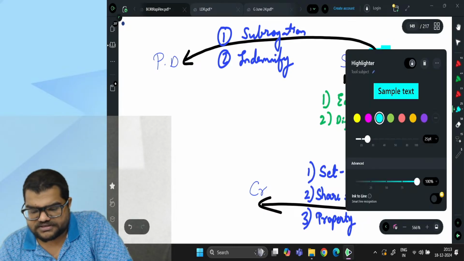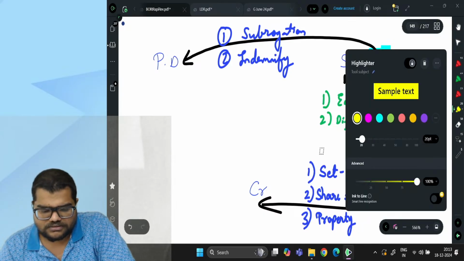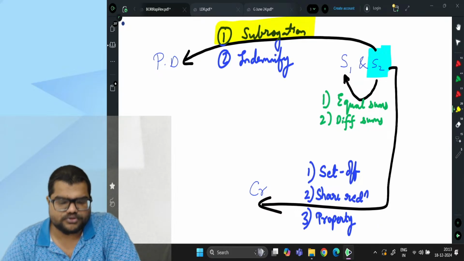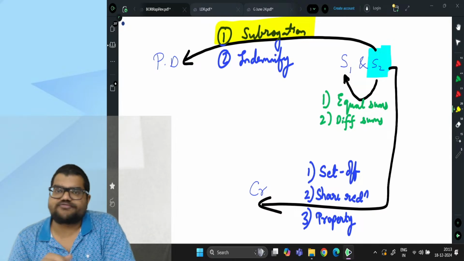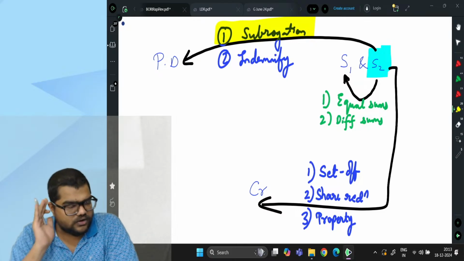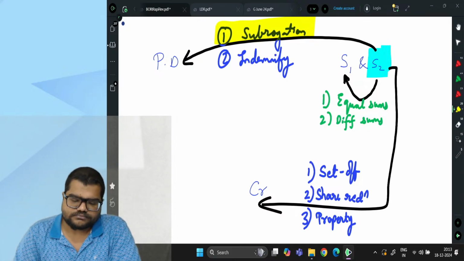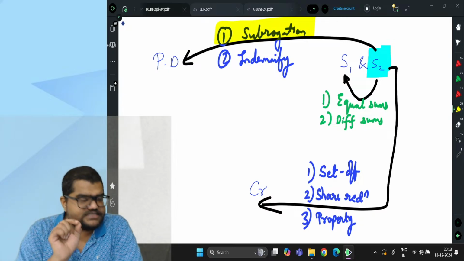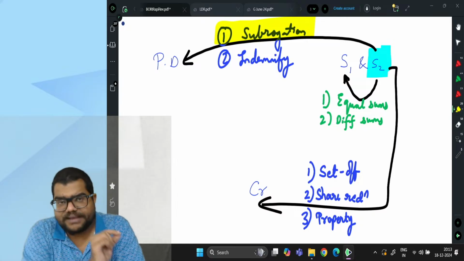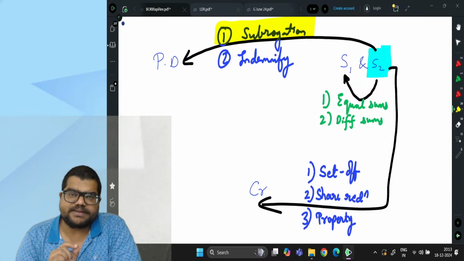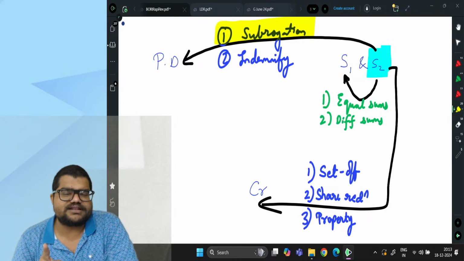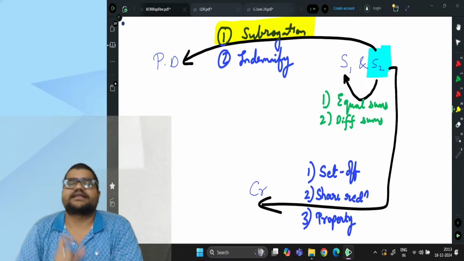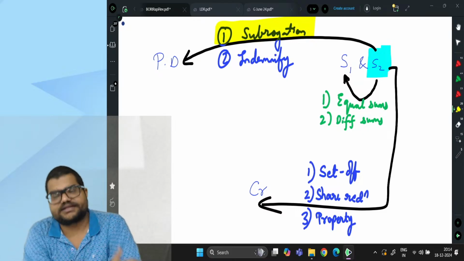The first one that I'll start with is subrogation. See, subrogation basically means stepping into the shoes of another. Now try to understand this logically. Once the surety pays on behalf of the principal debtor, the payment will be made by the surety to the creditor. Obviously, surety will now come in the place of the creditor and ask for the money from the debtor.